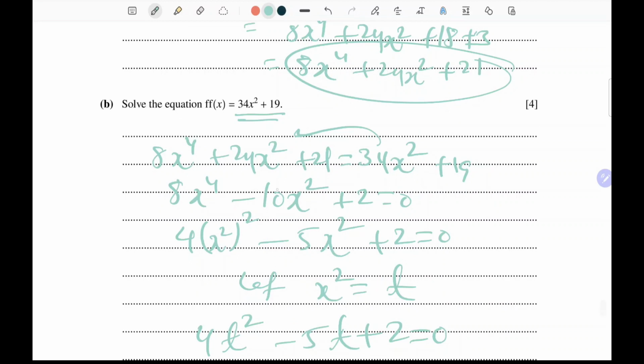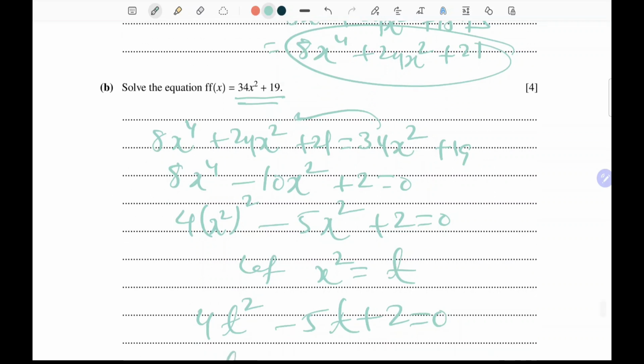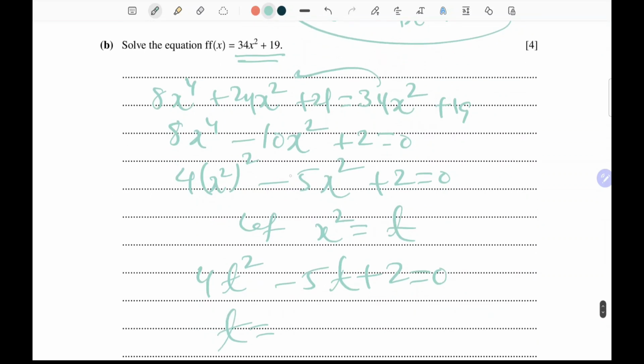8x to the power 4, 24x squared, and 21. This is 34x squared, 19. So 8x to the power 4, 24 minus 34, minus 10x squared. 21 minus 19, that's 2, then 4, then 5. Oh, blunder. If we have divided by 2, so it became 4, it became 5, it will be 1. Okay, it will be 1. So guys, it will be 1. Okay, now I have to use the calculator.